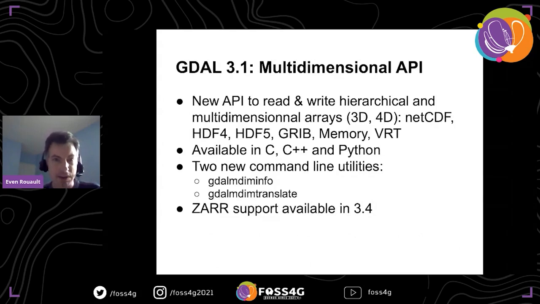A major work in this version was also the addition of a new API to read and write data sets that contain multidimensional arrays. So by multidimensional, we mean something more than 2D, such as X, Y, Z, or X, Y, Z, time. This is mostly of interest for formats such as NetCDF, HDF4, HDF5, or GRIB that are naturally multidimensional. Support for this new API has also been added to the in-memory and the VRT drivers. So with a VRT driver, you can create a virtual multidimensional array from different sources that can be themselves multidimensional or just classic 2D files such as GeoTIFF.